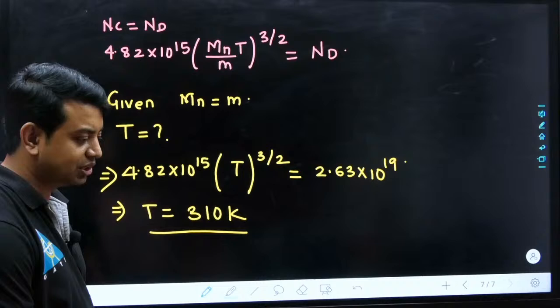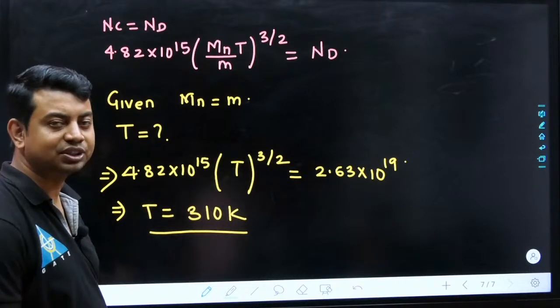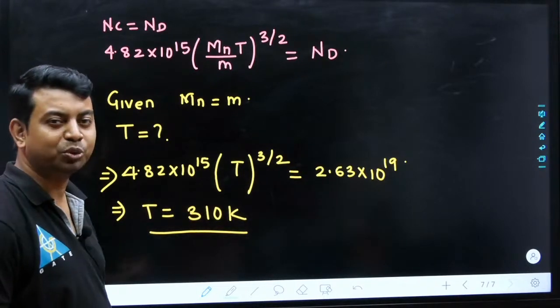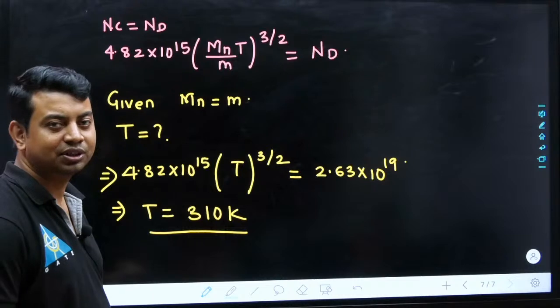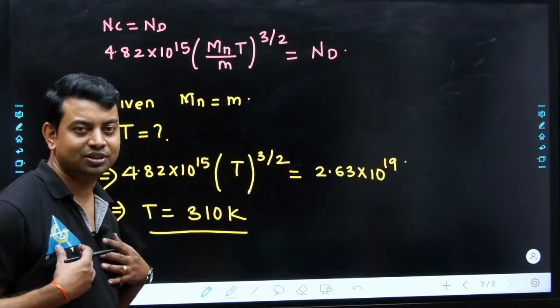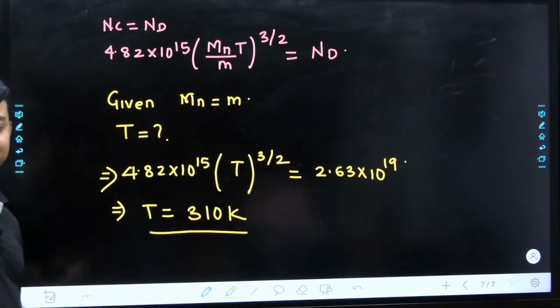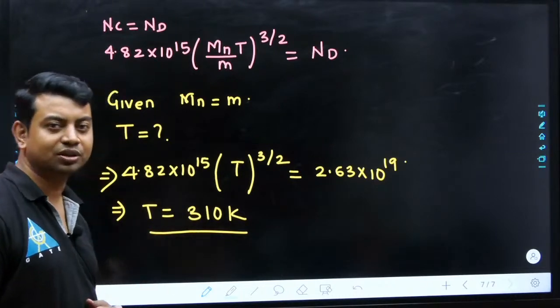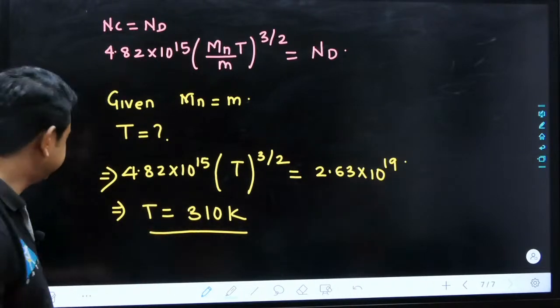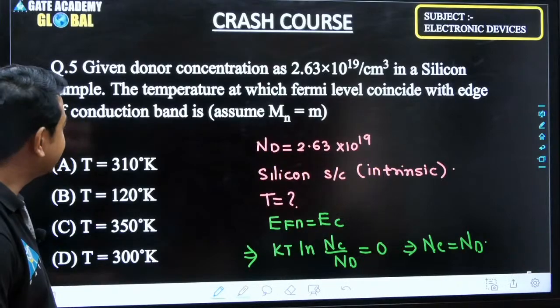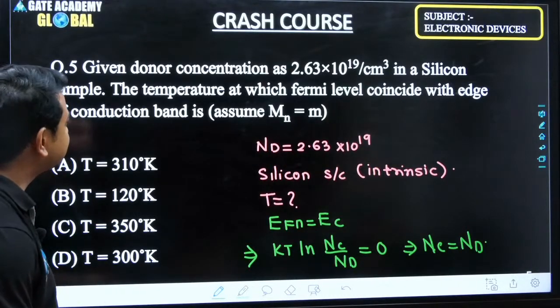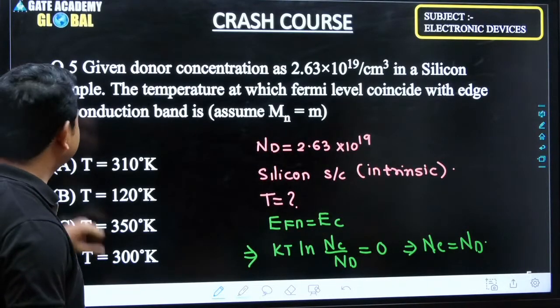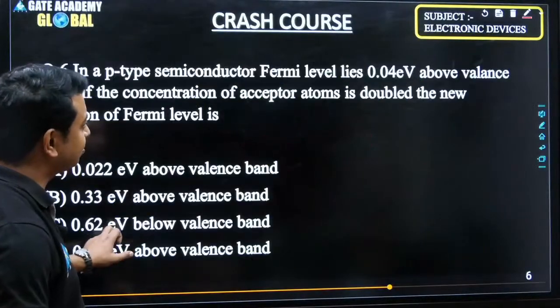So, basically this is another way of questioning the concepts that we already have with us, because we have revised the formulas properly, and based on that we come to this conclusion, that is 310 Kelvin. So, take the next one. What will be the next one? This is the 5th question. Then we are going to see the 6th question.